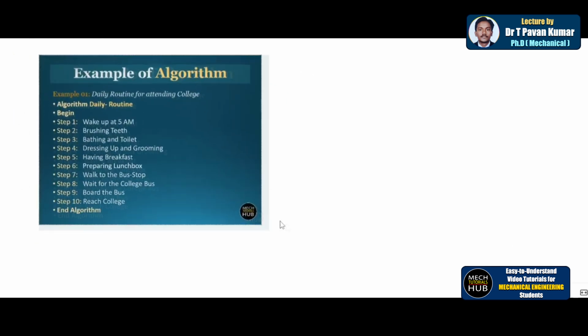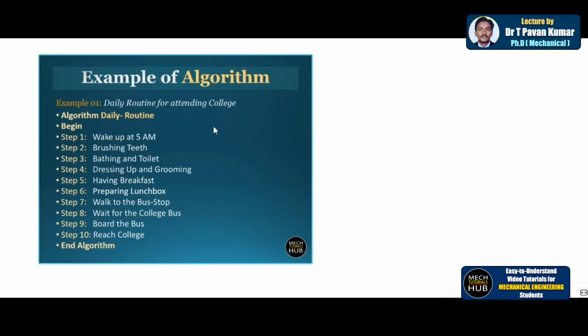This is my next slide, a simple slide for your understanding purpose. For example, a daily routine for attending your college. Begin, as I said, start, you can say begin. Step 1 is wake up at 5 a.m., or some people may wake up at 6 or 7. As I said in the beginning, it all depends on person to person, the way they write the algorithm.